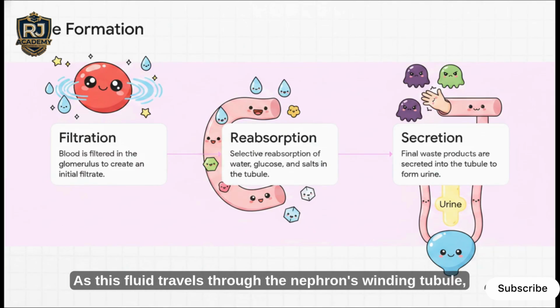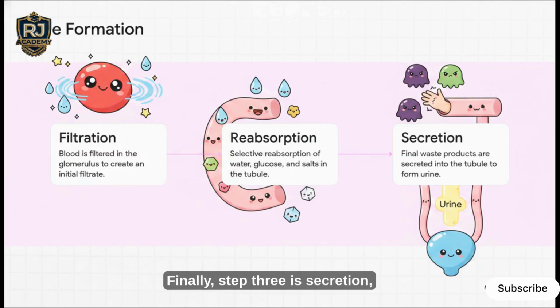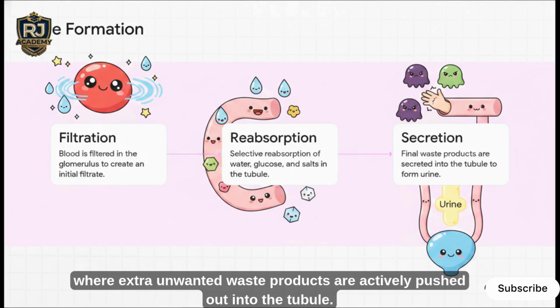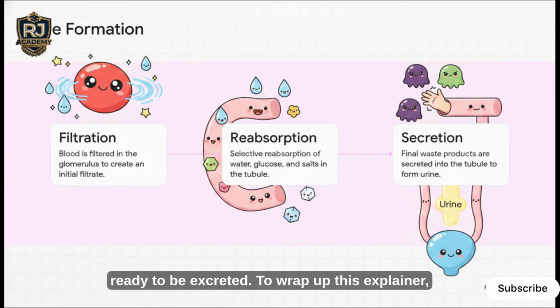As this fluid travels through the nephron's winding tubule, our body selectively pulls back in the good stuff it still needs, like water, amino acids, glucose, and essential salts. Finally, step 3 is secretion, where extra unwanted waste products are actively pushed out into the tubule. What remains is urine, which travels down the ureters to the bladder, ready to be excreted.